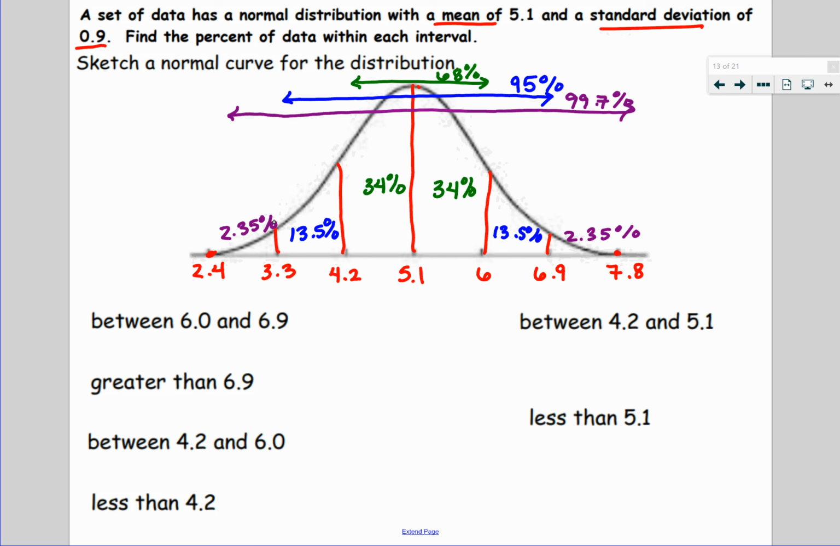What percent of the data is between 6 and 6.9? What do you think? You can talk. Go. 13.5. What percent of the data is greater than 6.9? Be very careful when you answer this question. Less than that. Okay, let me give you a hint. My mean's in the middle, right? So what percent of the data is on each side of that mean?